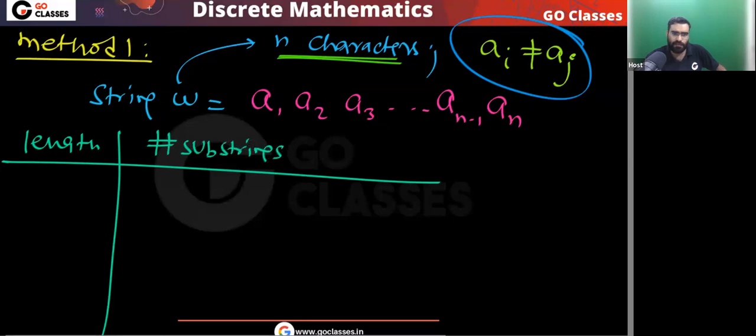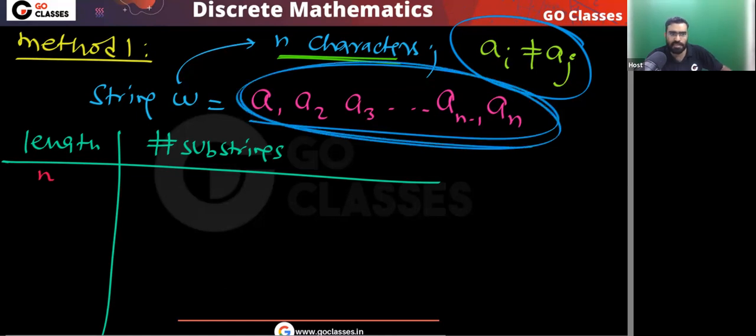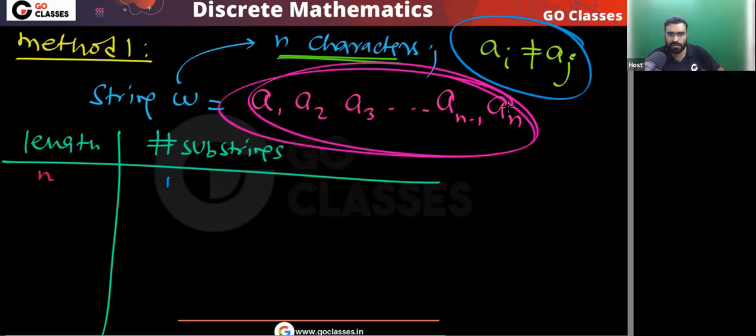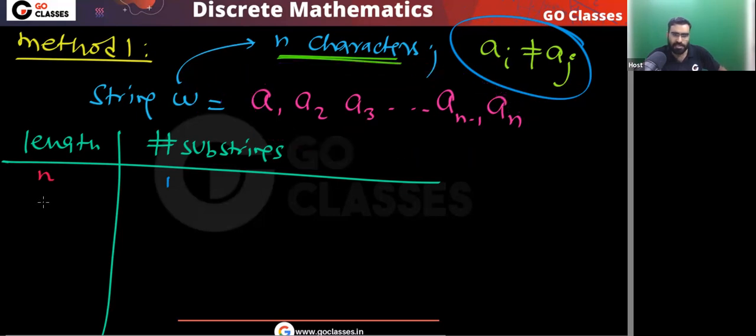So tell me, if I ask you, how many substrings of length n are there? That is only one. Only one. Or maybe I can start with length 1. How many substrings of length 1?